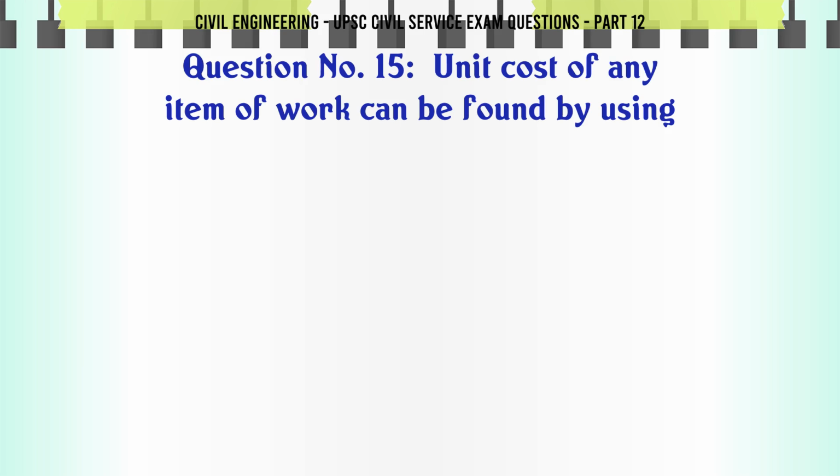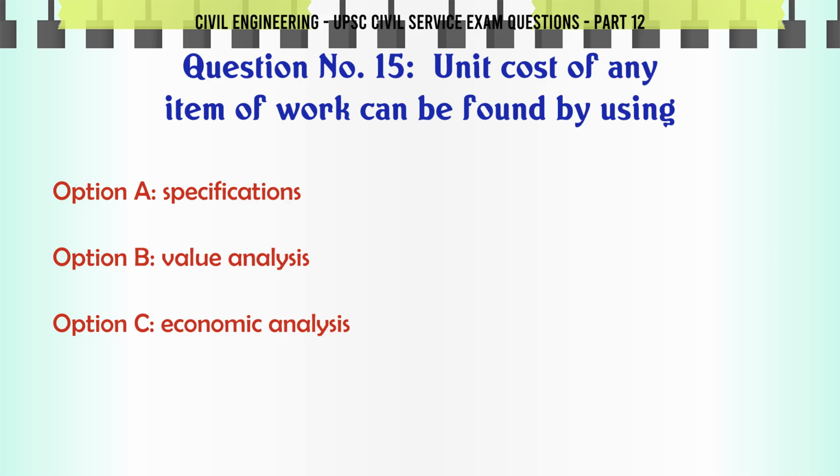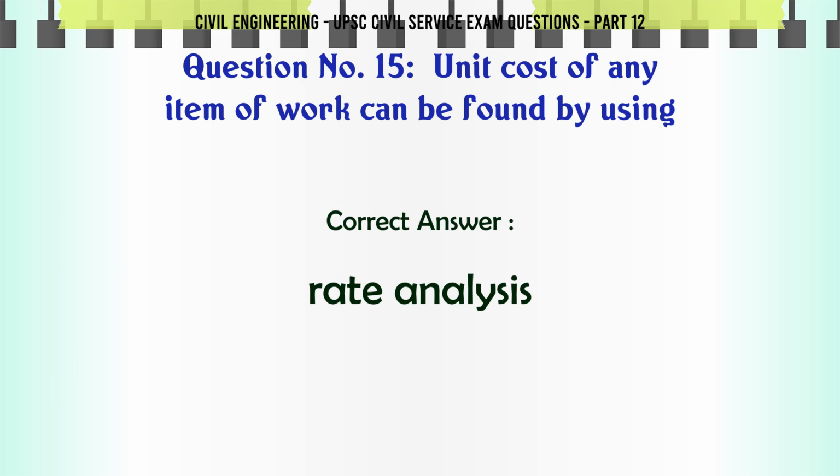Unit cost of any item of work can be found by using A. Specifications, B. Value analysis, C. Economic analysis, D. Rate analysis. The correct answer is rate analysis.